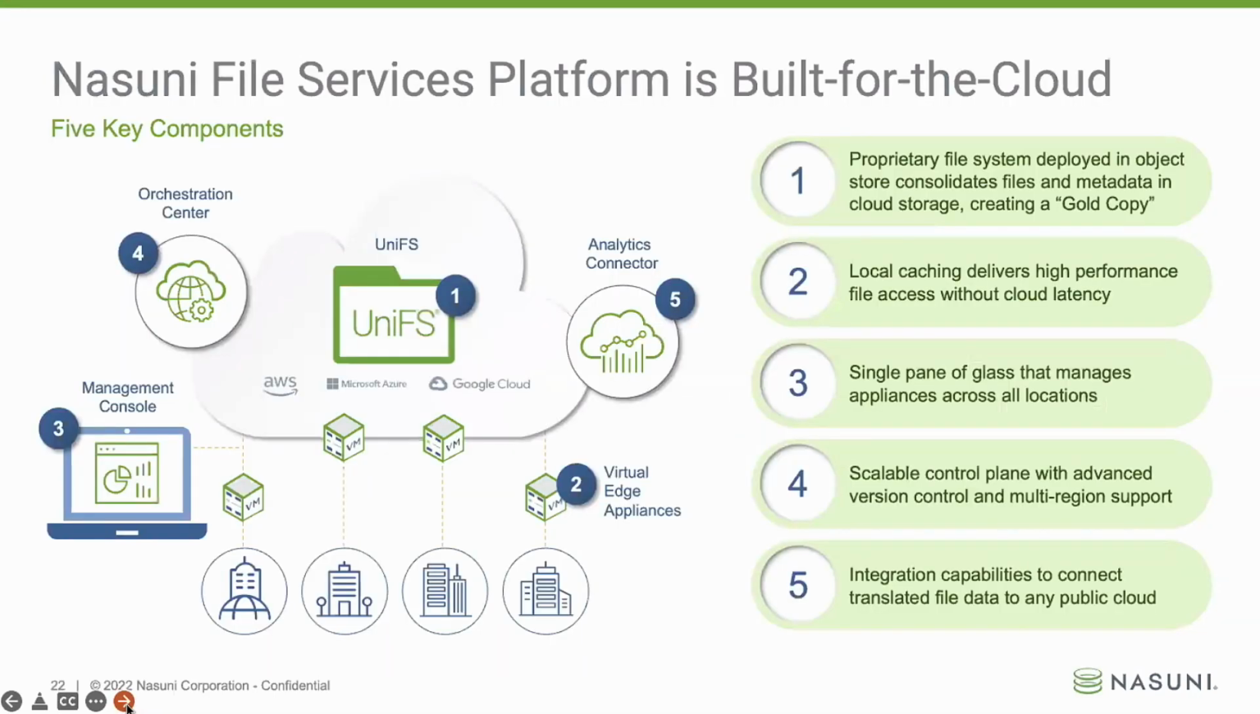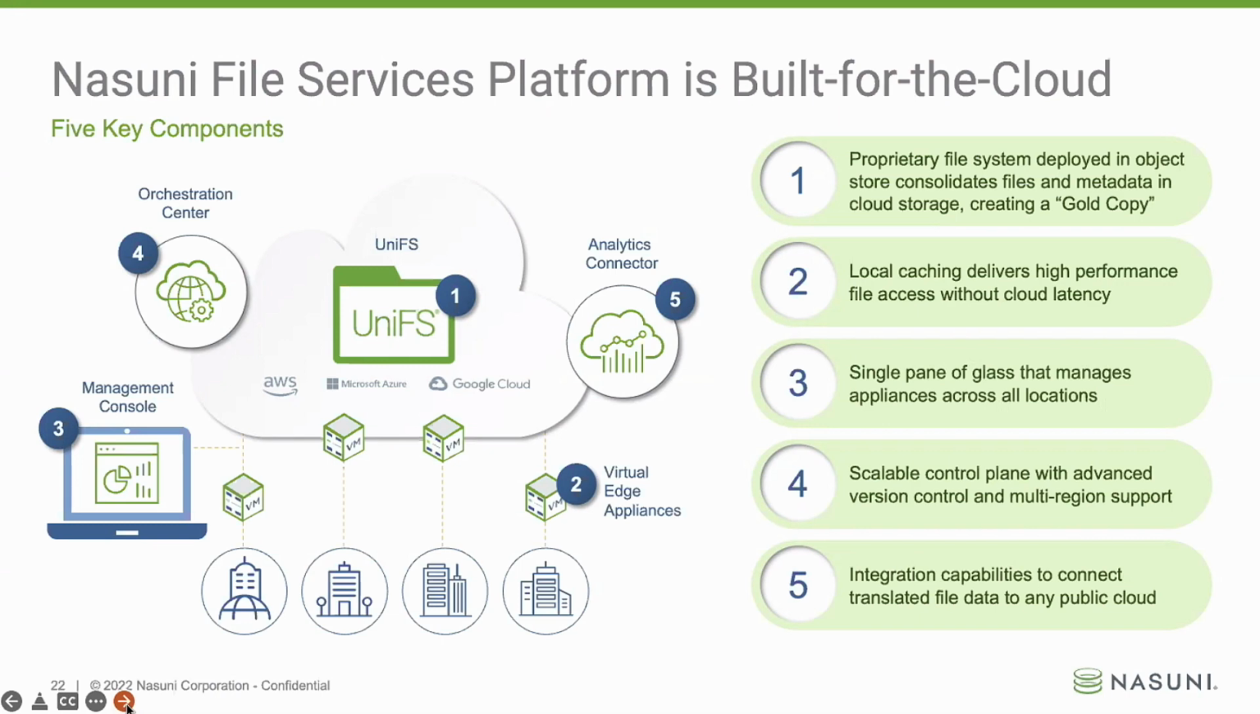So there are 5 key components to the Nasuni File Data Services platform. I'll describe these in a little bit of detail, and I'll go into some more detail on the cloud services components. First and foremost, the key component is UniFS. This is our global file system designed from day one to run in public cloud object storage. We also support some of the private object store vendors in the marketplace for customers that want to keep all of their data on premises.